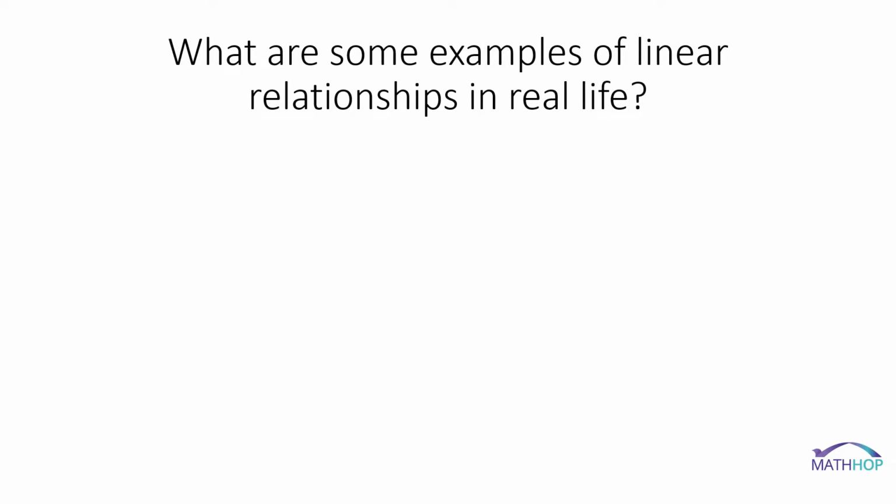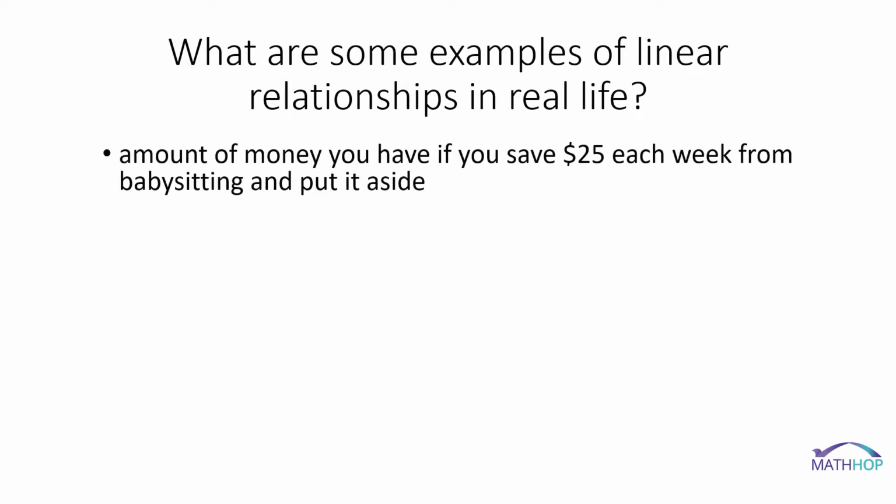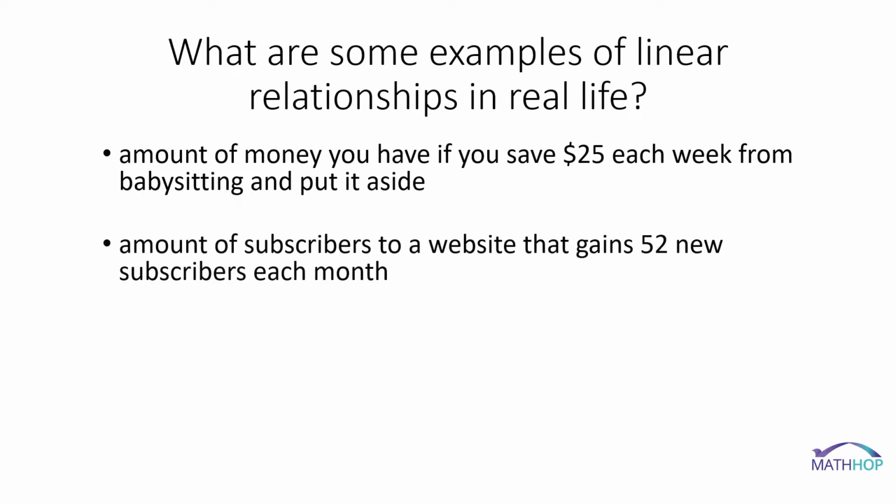What about some real-life examples of linear relationships? Well, suppose you babysit, and each week you take 25 of your babysitting money and put it aside in a shoebox. The rate at which you're saving money would be a linear relationship. That constant rate of change would be 25. Suppose a website gains 52 new subscribers each month. It's very unlikely it gains exactly 52 new subscribers each month, but if it did, that would be a linear relationship, constant rate of change of 52.